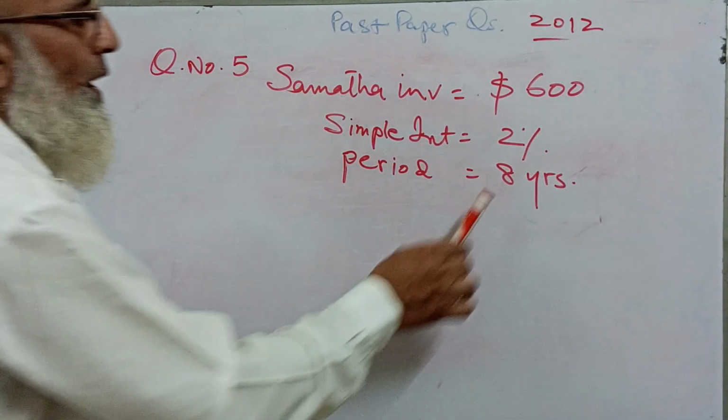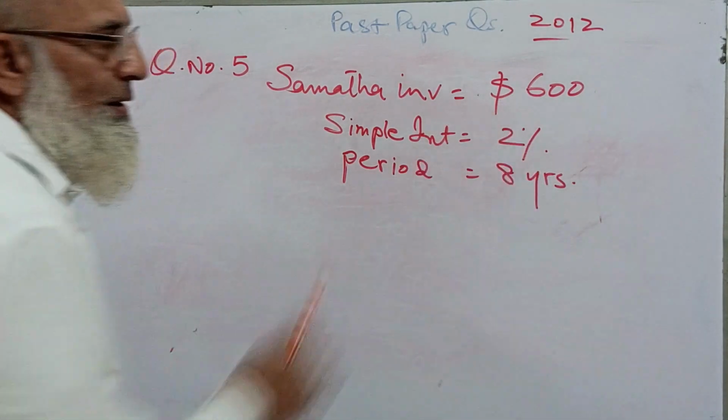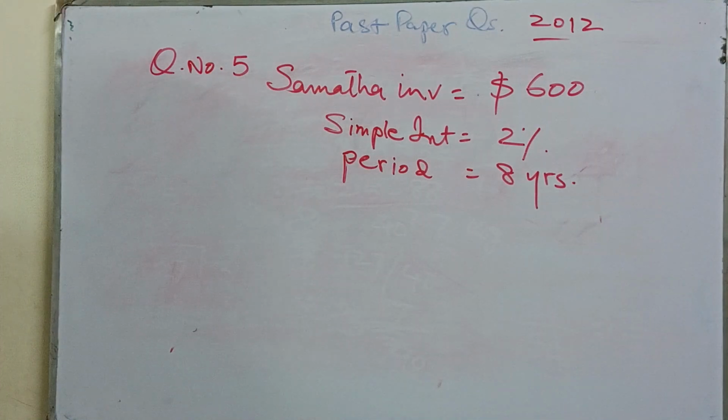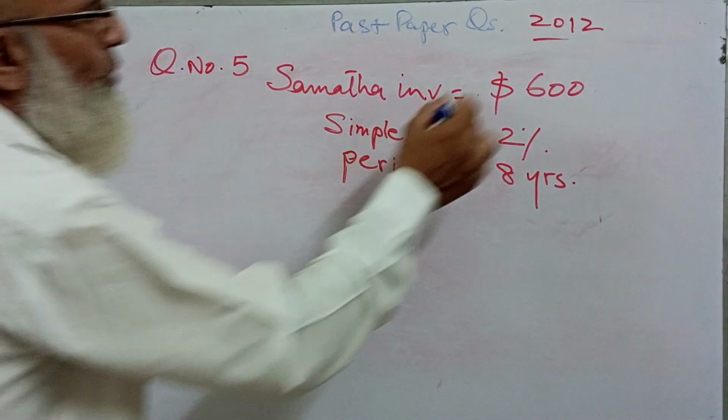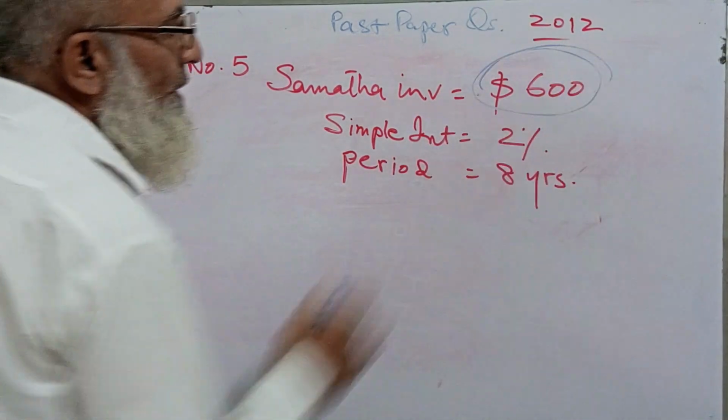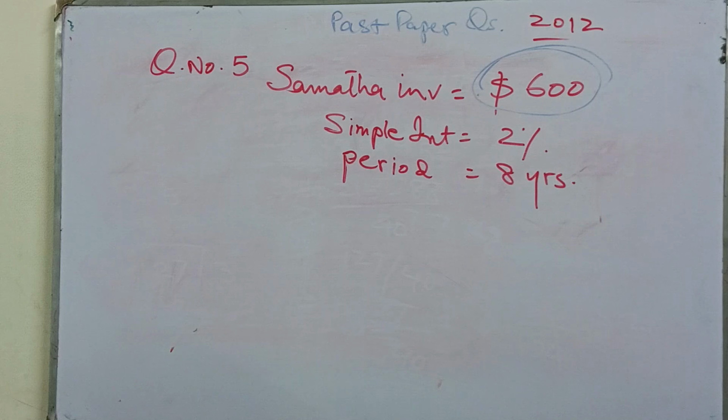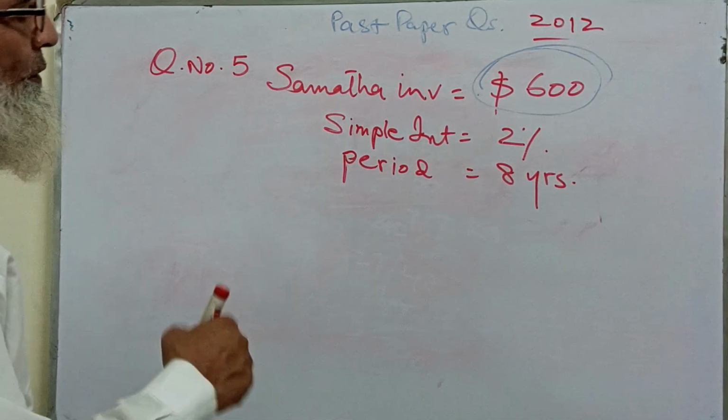Okay, 8 years, $600, 2%. And as I told you, in simple interest the principal amount remains the same. Now this is our principal amount. It will remain the same.